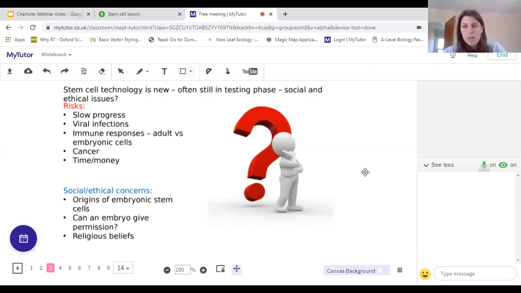So for adult stem cells, which can be extracted from bone marrow from a consenting adult, there's less of a problem there, but there are still risks, and more risks in some cases. So there's lots to talk about there, lots to think about for those longer questions in an exam. And it's a really interesting topic. Stem cell technology is very exciting, but it also has lots of issues.